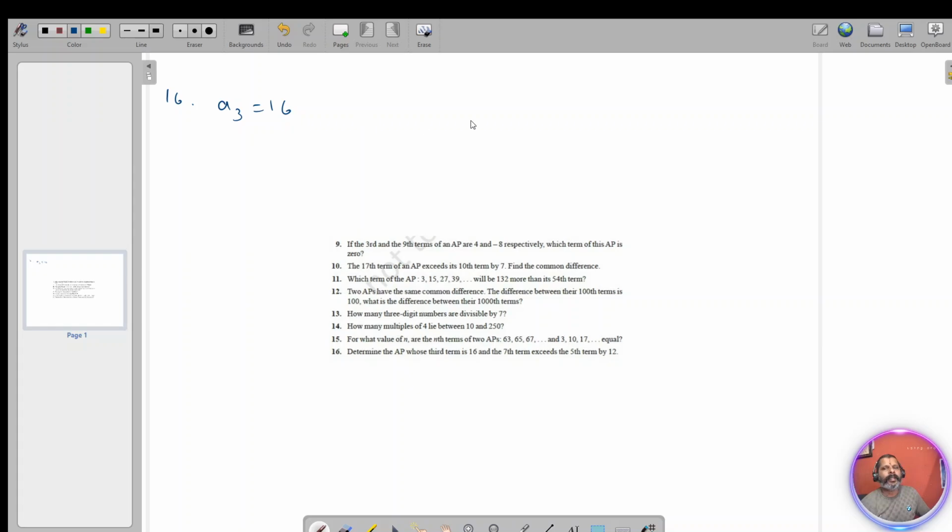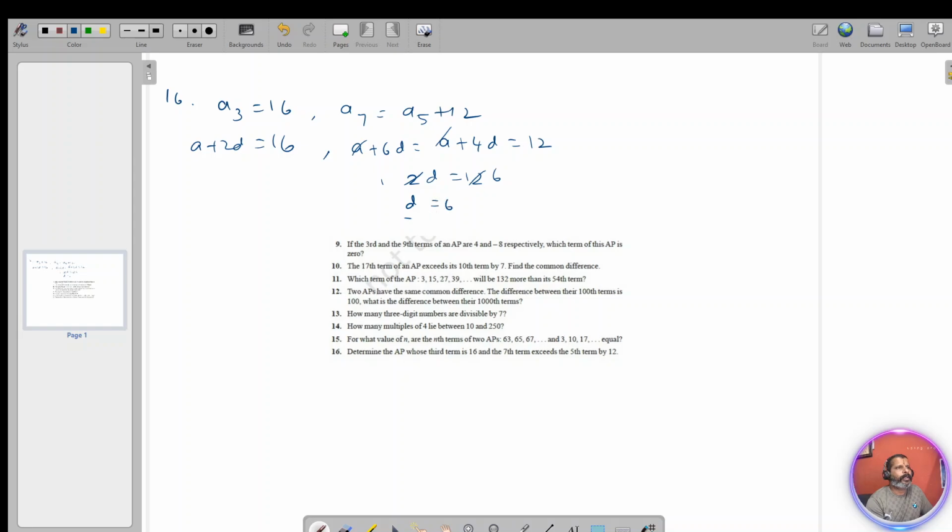What is the third term? We know A plus 2D equal to 16. And A7 is A plus 6D, and A5 is A plus 4D, so the difference is equal to 12. A cancels here. 6D minus 4D is 2D equal to 12. D equal to 6. Therefore, you call this as 1.